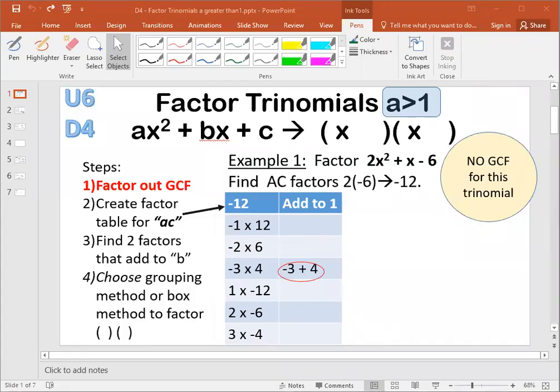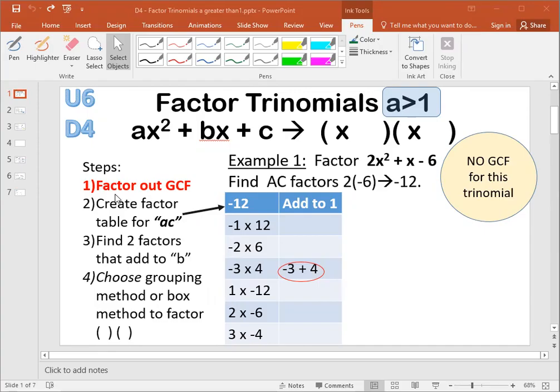Hi everyone, today we are discussing factoring trinomials where the leading coefficient a is greater than 1. Okay, so last time we talked about creating a factor table and finding factors. We're going to do the same thing today, other than we have to take it one step further. Okay, so just to remind people, these are our steps. Since today this leading coefficient is greater than 1, this step is different.